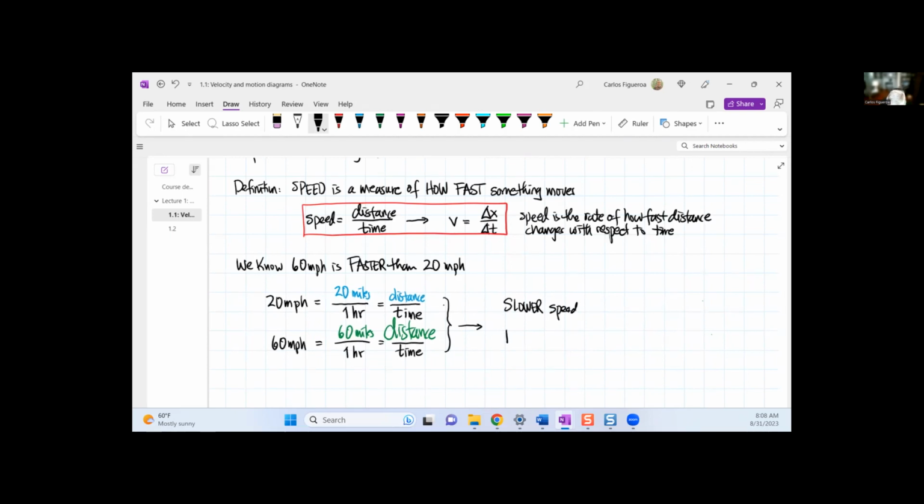This guy's clearly a faster speed. So symbolically, we want to draw this so that it shows this. In this case, I'm going to say that this v is small. This v is large. So the question is, why is that the case? Because when I look at my times in each situation, they're exactly the same.